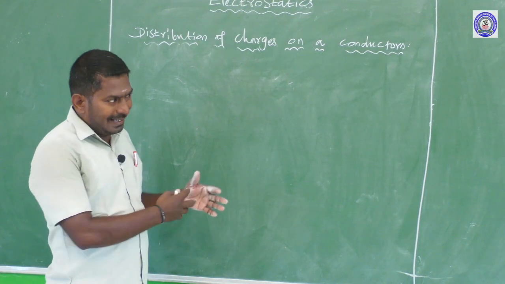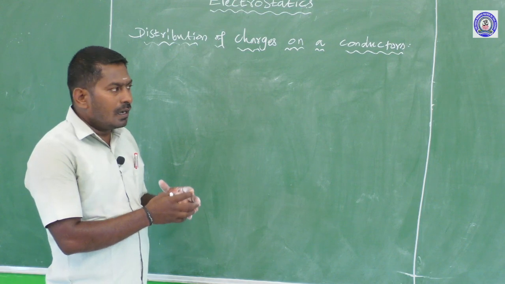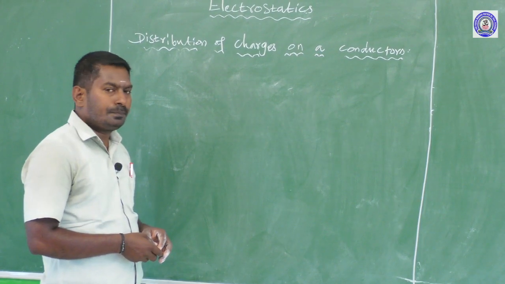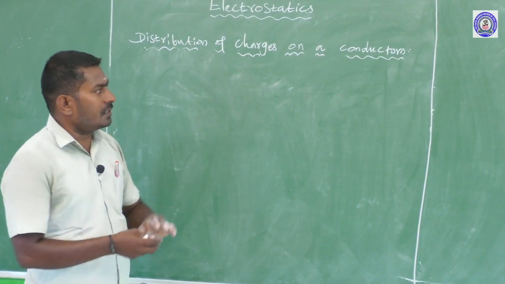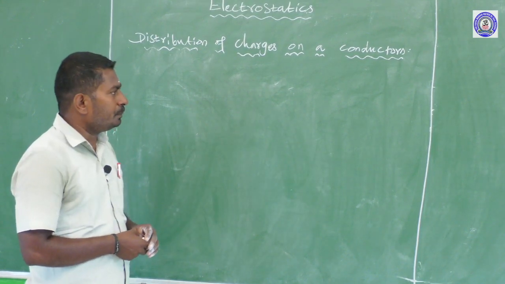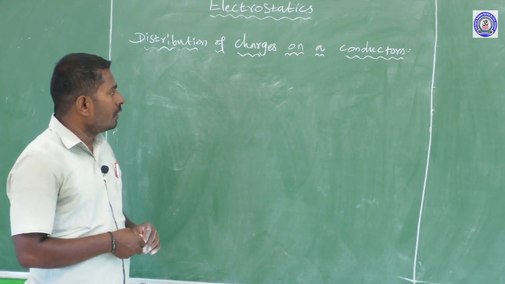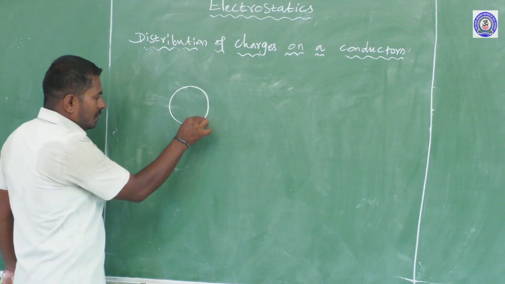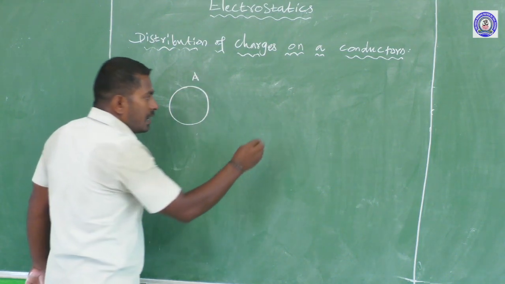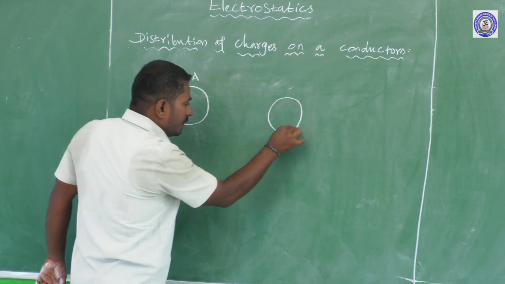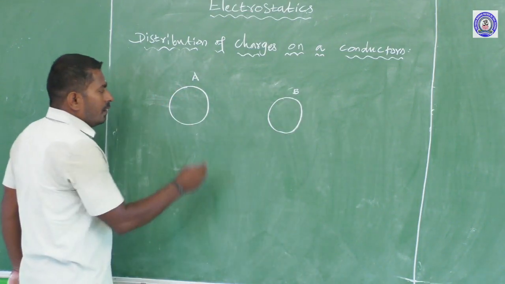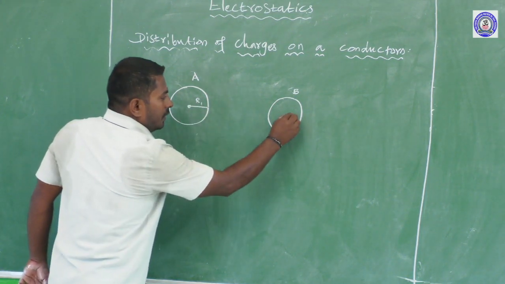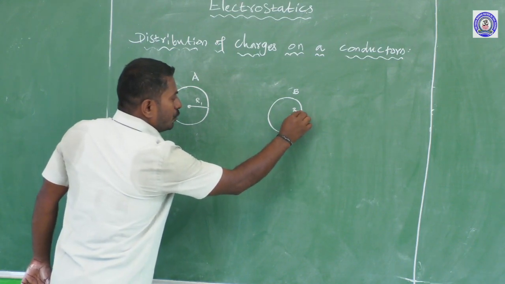So I have already completed the basic information about the topic of distribution of charges on charged conductors. Now we mainly focus on distribution of charges on a conductor by using basic information and basic concepts. Let us consider two conducting metallic spheres. One is A, another one is conducting metallic sphere B. Radius of the first sphere R1, radius of the second sphere R2.